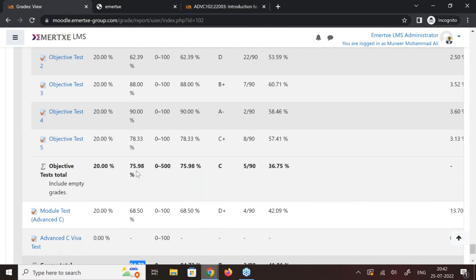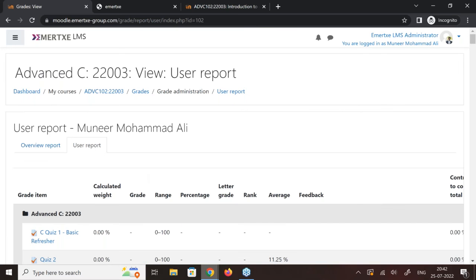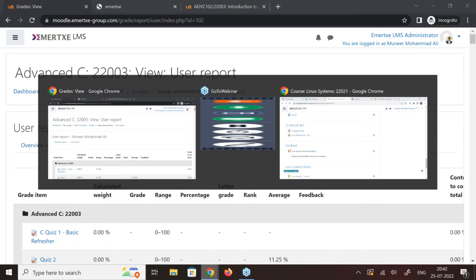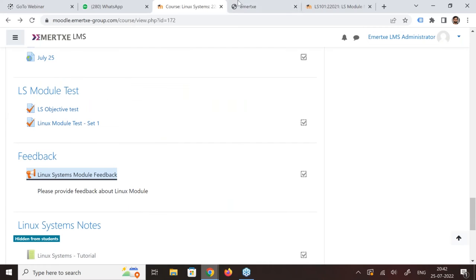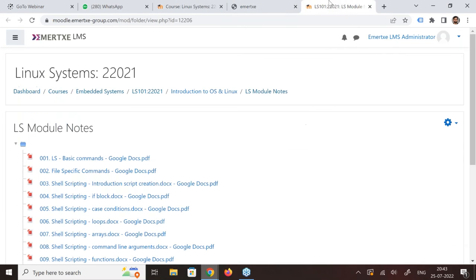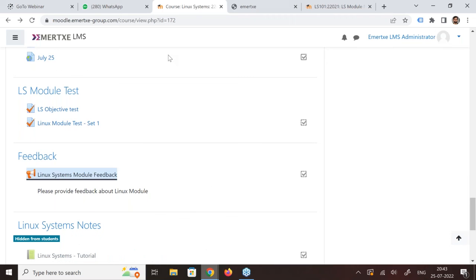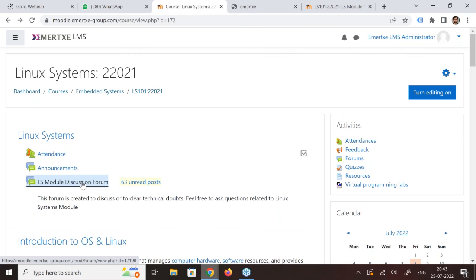So in the LMS you can access all the resources. And similarly, you can also see that you can post questions in the discussion forum. As I told you, you can post your questions in WhatsApp group, or you can post the questions in discussion forum. The discussion forum is specific to a batch.